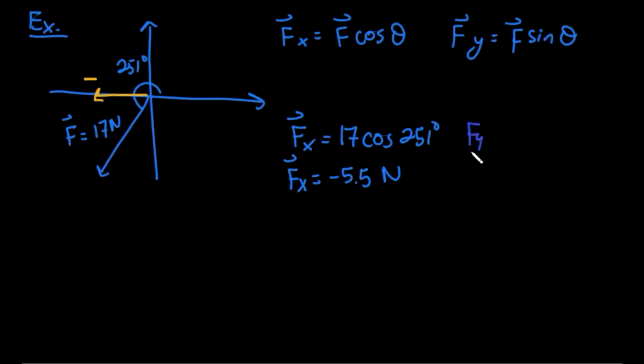Now let's calculate our y. So 17 times sine of 251 should give us negative 16.1 newtons. And again, this also makes sense because if you look at this drawing here, you can see that to complete the triangle, you actually need to go down, which is a negative direction in the y-axis. So it makes sense that both of these are going to have negative numbers.